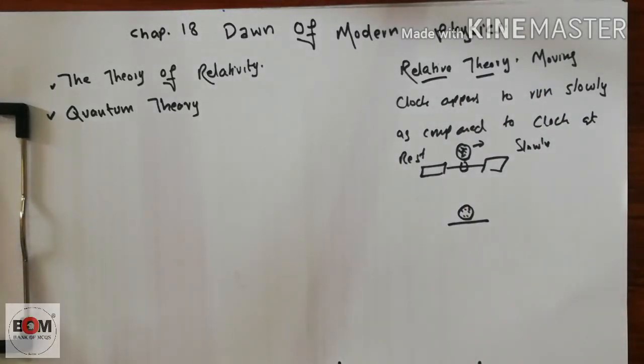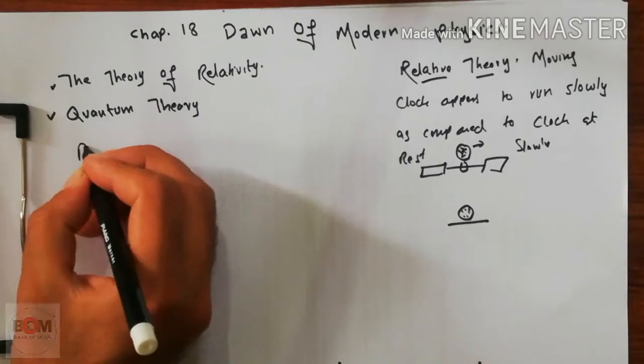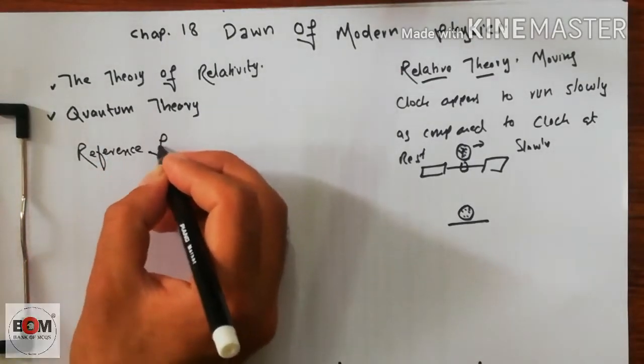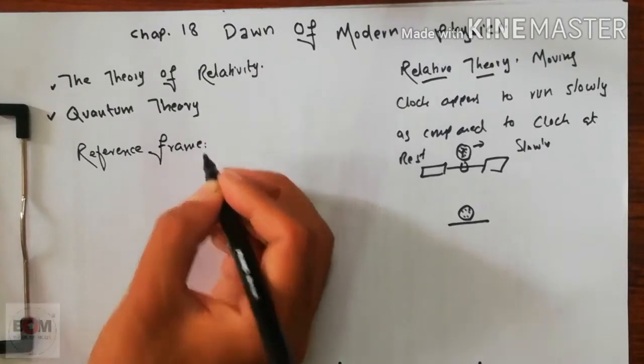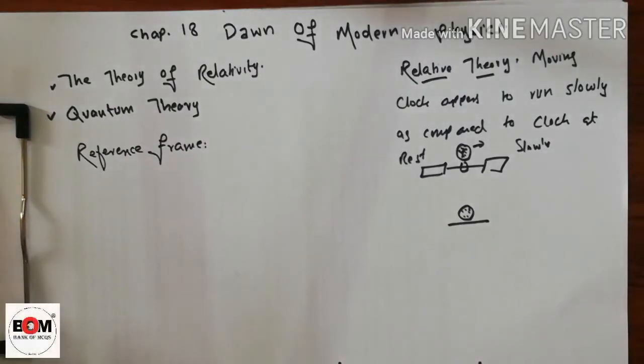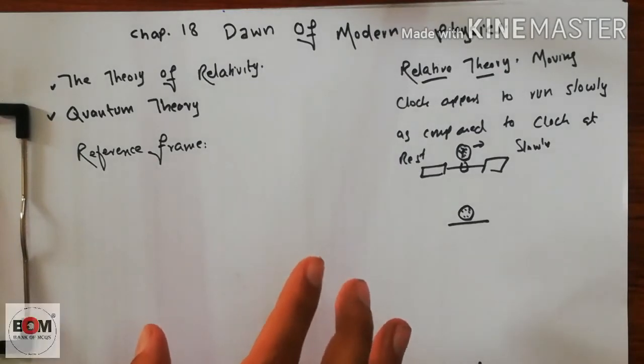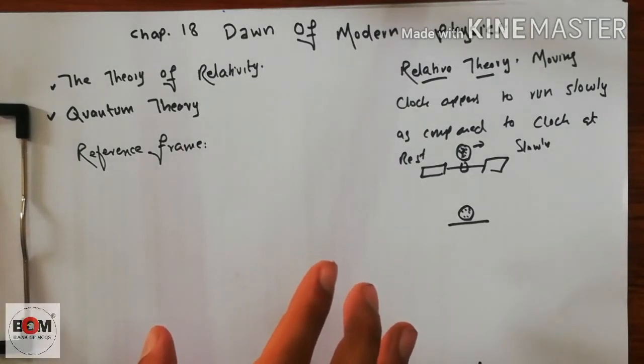So, starting the relativity theory, the first topic is the reference frame. What is a reference frame? All motion must be measured in some particular reference frame, which we usually represent as a set of coordinate axes.